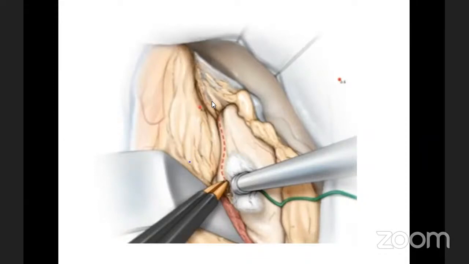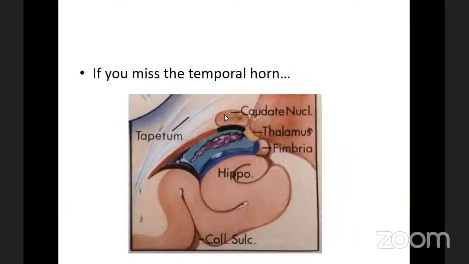The other important point to remember is what happens if you miss the temporal horn. As you can see in this diagram, this is the temporal horn of the lateral ventricle, and see how closely it is related with some important structures, like the roof, which is formed by the optic radiation. Here we have the head of the caudate nucleus, posteriorly we have the thalamus, and then medially we have the fimbria. So if you miss it, you will definitely damage one of the structures while trying to find it.